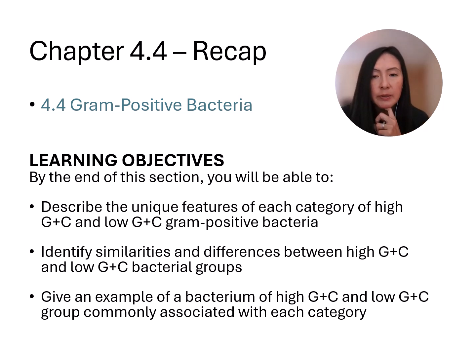Similarities and differences between high and low GC. In terms of similarities, both stain purple with a gram stain. They have thick peptidoglycan walls, usually. Both of them have medically important pathogens, and some from both groups are also beneficial. And both can form commensal relationships with us. They live in our GI tract, they live on our skin.